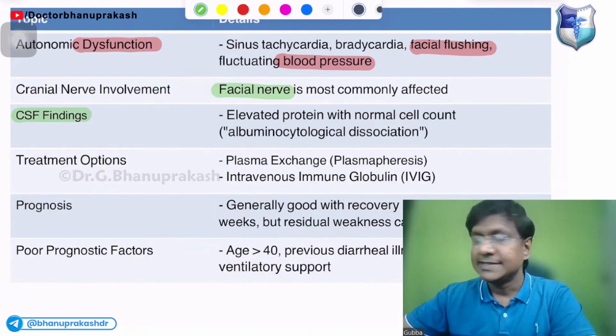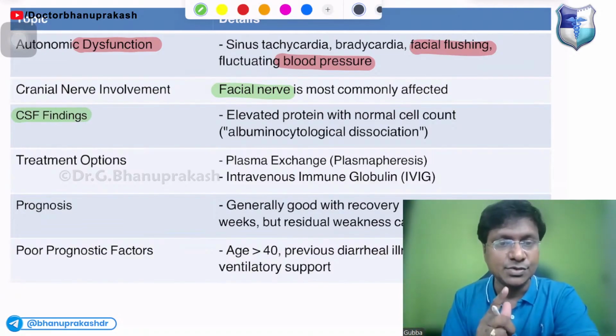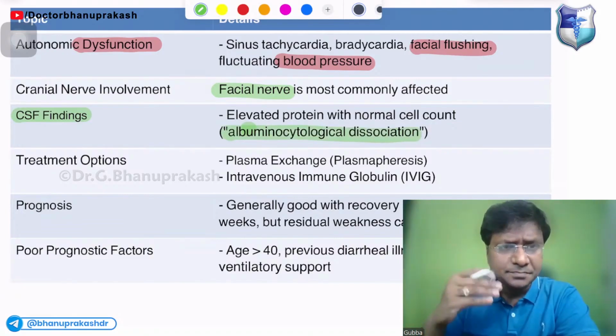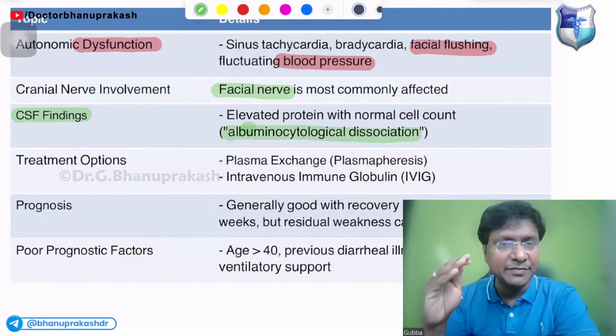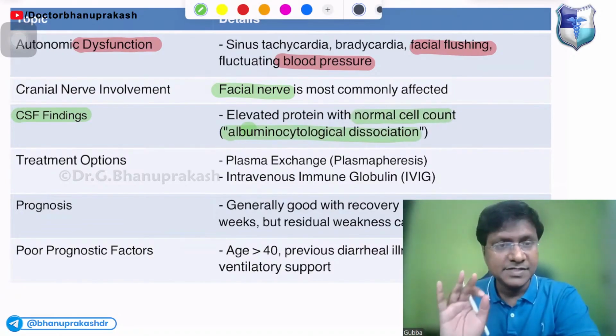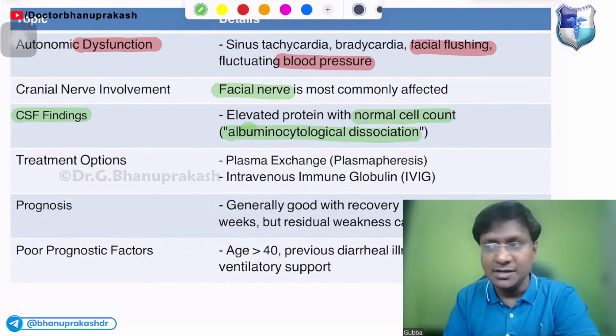This will show you that there is albuminocytological dissociation. What do you mean by this albuminocytological dissociation? That means the protein levels will be very high, but the cell count will be normal. And this is what is called the albuminocytological dissociation.